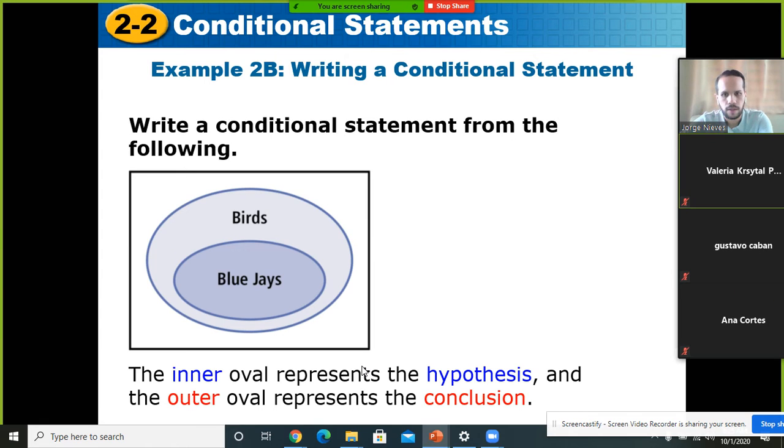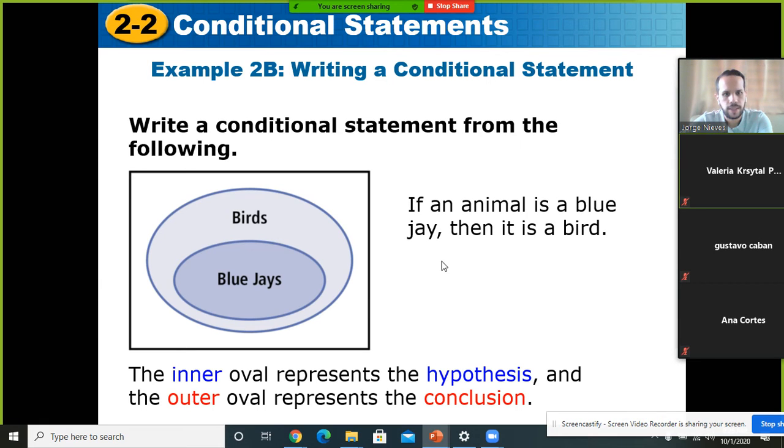Okay. So if an animal is a blue jay, then it is a bird. That's a conditional statement that we can write.